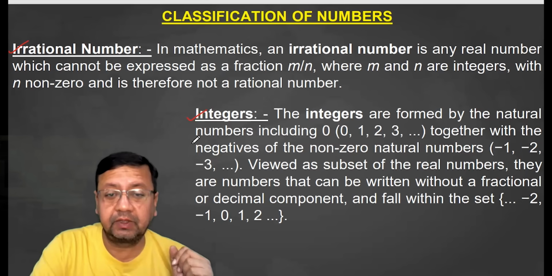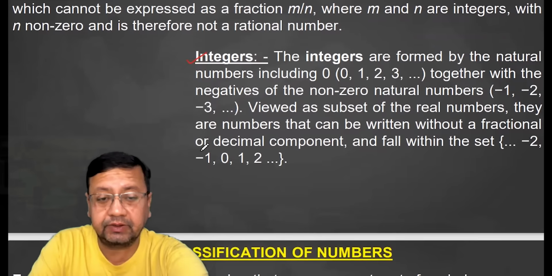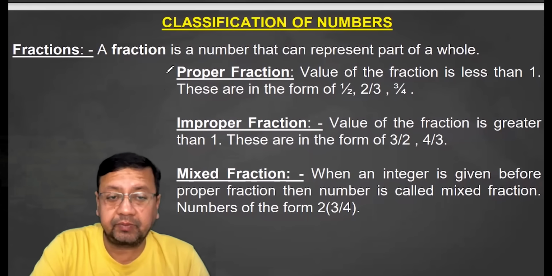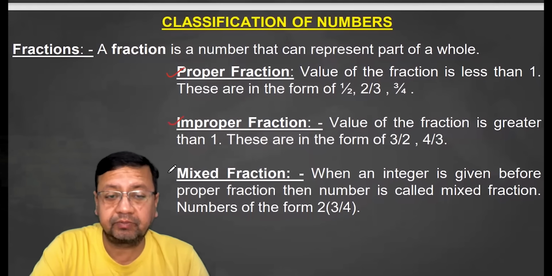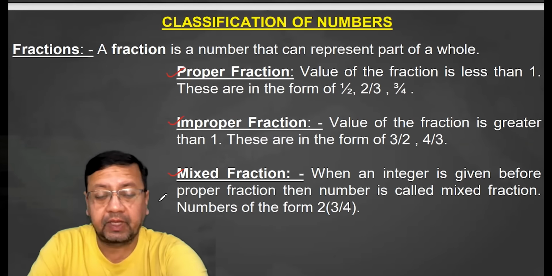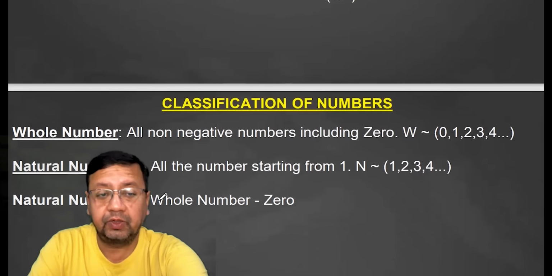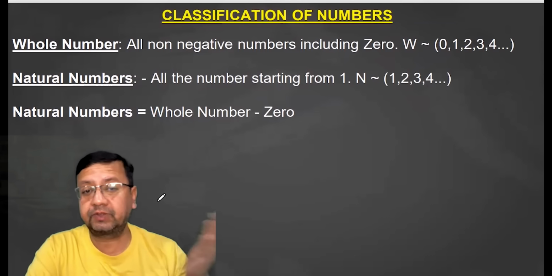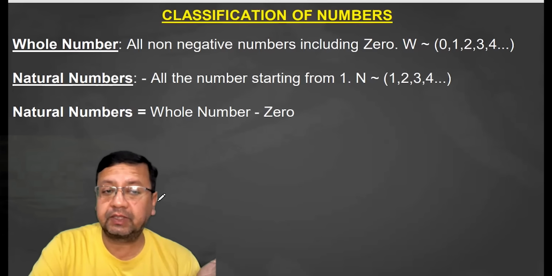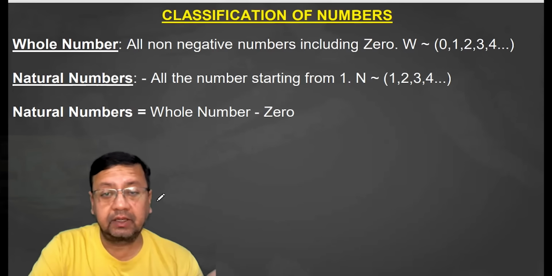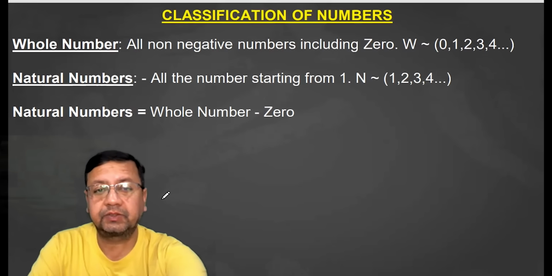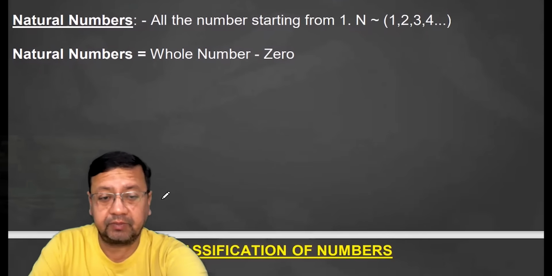Now coming down, after the integers, what we have? Fractions. As we have just discussed, proper fraction, improper fraction, mixed fraction, and so on. Right. Now after this, what is there? We have whole numbers and natural numbers, right? So whole numbers start from 0. If you take 0 out of the whole numbers, what is left over? Natural numbers. Natural numbers are the counting numbers 1, 2, 3, 4, and so on till positive infinity, right? So these are the different numbers.